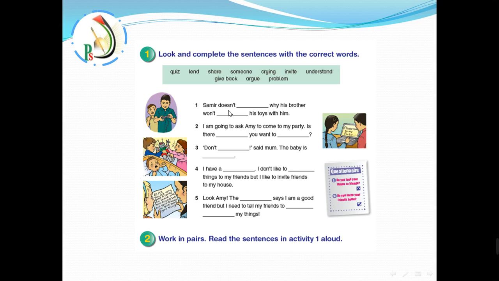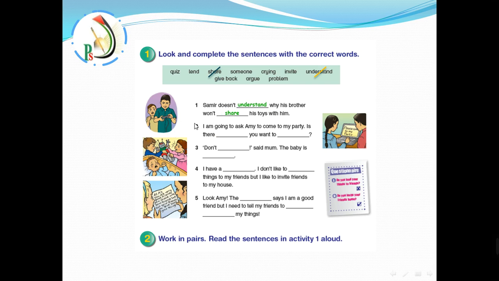Samir doesn't space why his brother won't space his toys with him. What do you think? Samir doesn't understand, very good, why his brother won't share his toys with him. Please pause the video, answer the rest, and then check your answer.